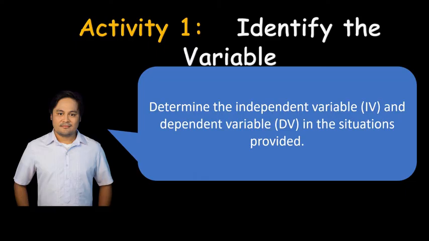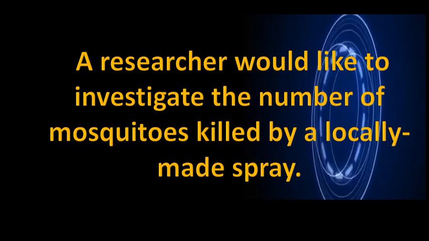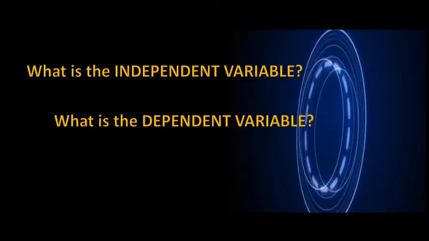Before we begin, let us answer the following activity. Statements will be flashed on the screen and you will identify the independent and dependent variables for each of the statements. You may get a piece of paper and a pen for you to jot down your responses. Are you ready? Let's begin. First statement. A researcher would like to investigate the number of mosquitoes killed by a locally made spray. What is the independent variable and what is the dependent variable?